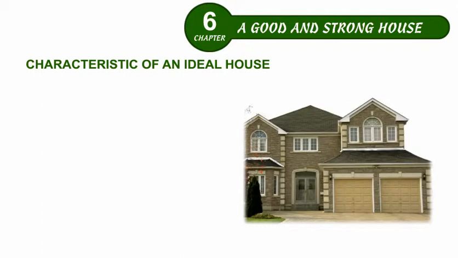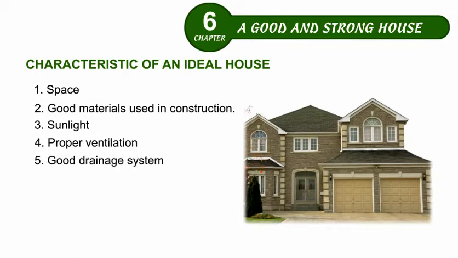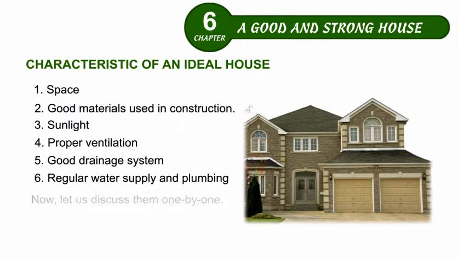Characteristic of an ideal house: space, good materials used in construction, sunlight, proper ventilation, good drainage system, regular water supply and plumbing. Now, let us discuss them one by one.